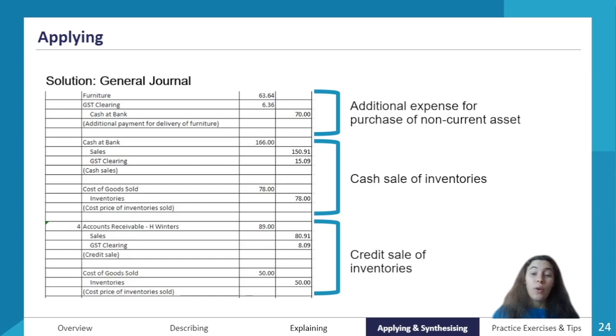We've also got credit sale of inventories as well. So the same idea, except it just involves the accounts receivable account in the first section there, instead of cash at bank, and the rest is all the same. The fact that it's credit doesn't change the cost of goods sold transaction at the end there. It only changes that first account. Instead of cash at bank, we've got accounts receivable.